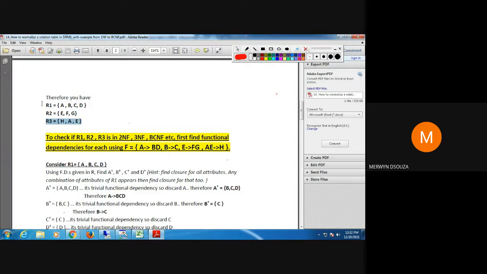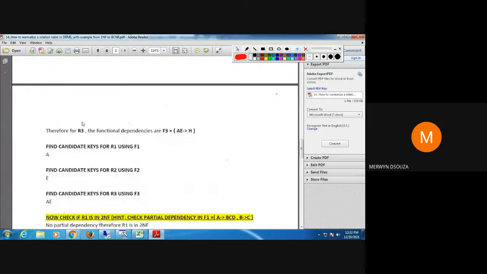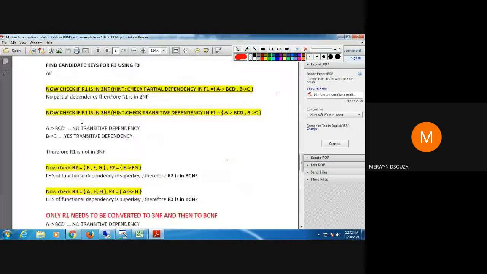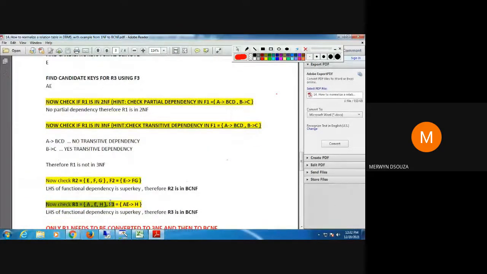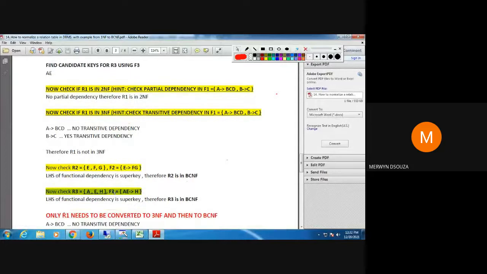You will not know in advance in the exams, but since I've already solved it, I know that R2 is in BCNF and R3 is in BCNF. So I'm showing you these two first and then R1. Now you check R3. Here are the attributes and this is the functional dependency. The left hand side is a candidate key, so it is already a super key. Therefore I will say that R3 is in BCNF.